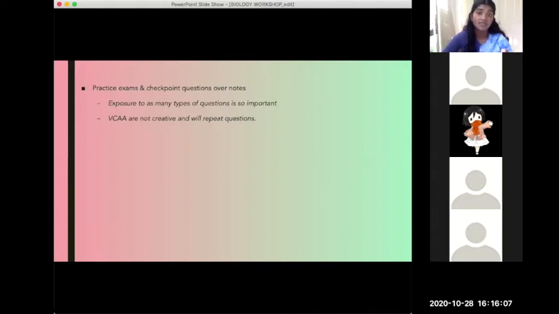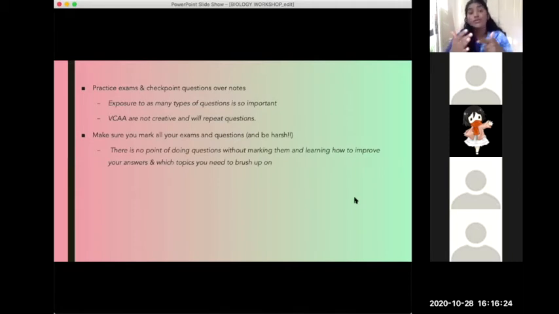So definitely from here on forward, I don't think it's that important to be writing notes or perfecting notes or rewriting things. I think it's more about just doing as many questions as you can, especially for something like bio.